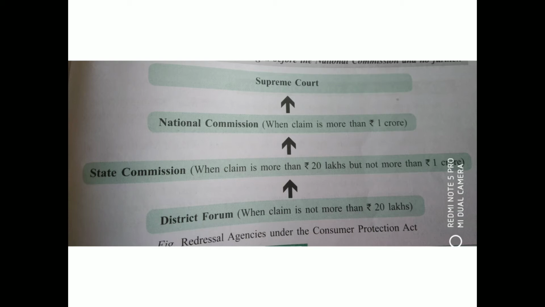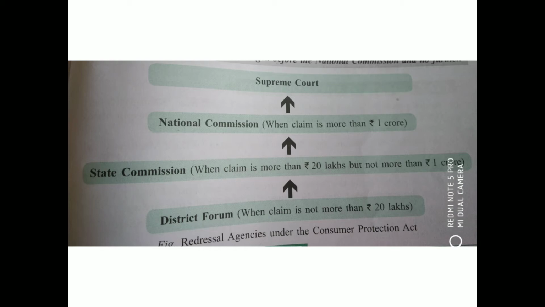And if the value of the goods or services along with the compensation claimed exceeds rupees 1 crore, you have to approach the national commission. And further you have the Supreme Court as the final authority, but you can go to the Supreme Court only if your case is of more than rupees 1 crore.